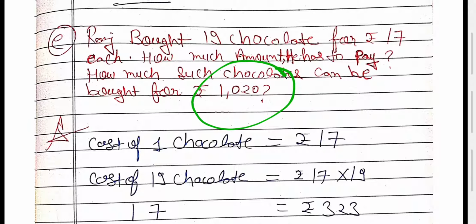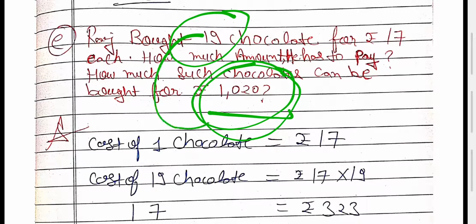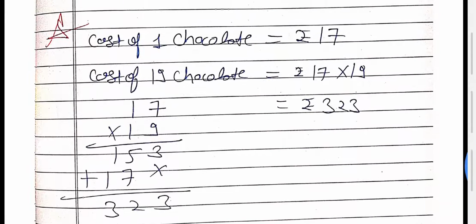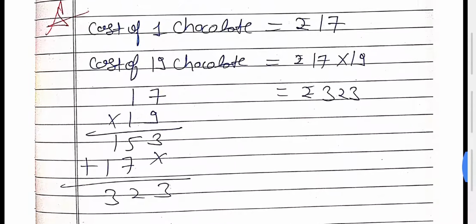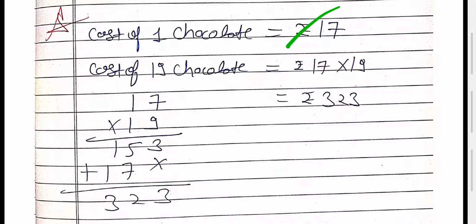Now the next question is how much chocolate can we purchase for rupees 1020? The same question as the chair one. Total money this, and what is the cost of one chocolate? 17. You divide this money by one cost, then you will get your number of chocolates. Okay, then I am writing here: the cost of one chocolate will be 17. Then the cost of 19 chocolates will be more, so you multiply 17 by 19.